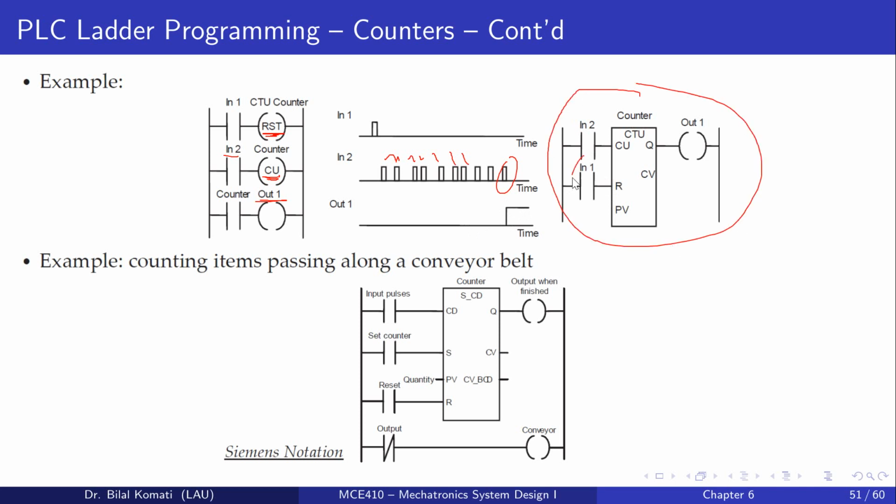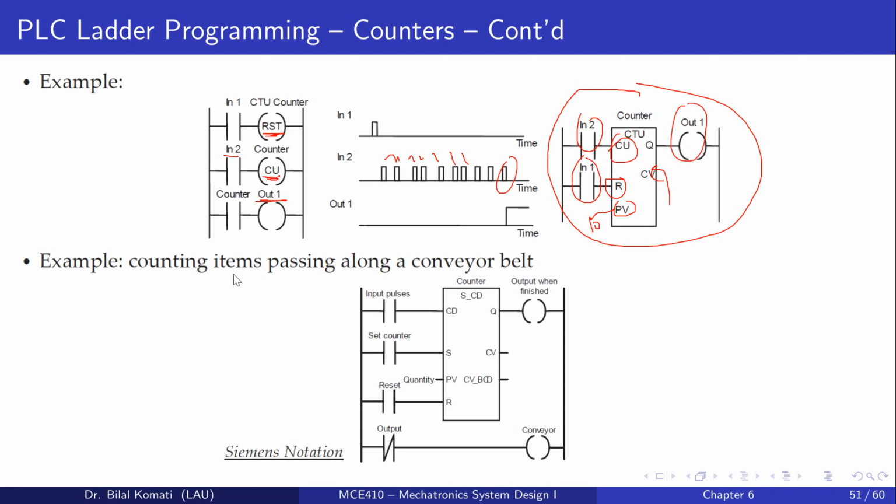This is the representation. We connect input 1 to the reset and input 2 to the count up, and the prescribed value here indicates, for example, the state of 10, and Q will give us the 1 that controls the output. And if we want to access the current value, for example for debugging or something like that, we can access it from this value.